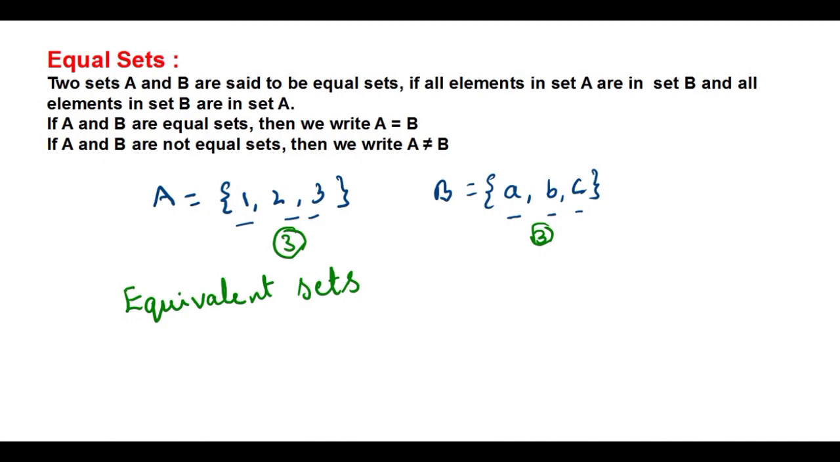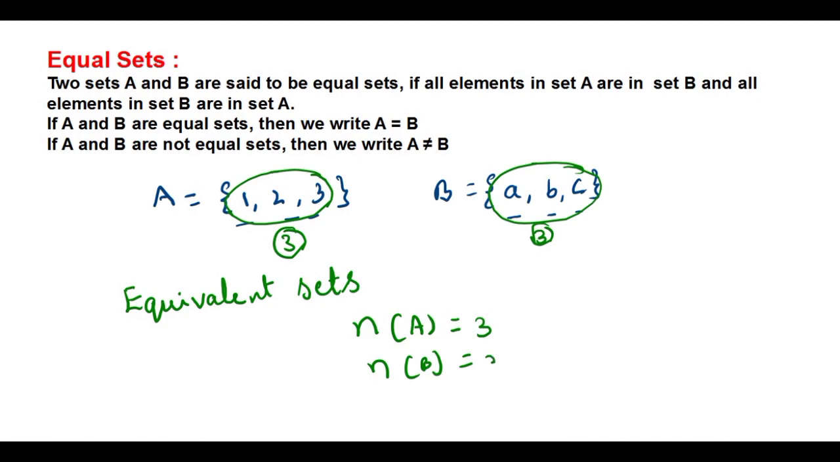Then how can we represent this? We take n of A. What is n of A? n of A means the number of elements in the set A. There are 3 elements. And n of B means the number of elements in the set B. There are 3 elements again. So n of A is 3, and n of B also contains a total of 3 elements, so the number of elements are equal. Then we say A and B are equivalent sets. An equivalent set can be represented by an arrow symbol like this.